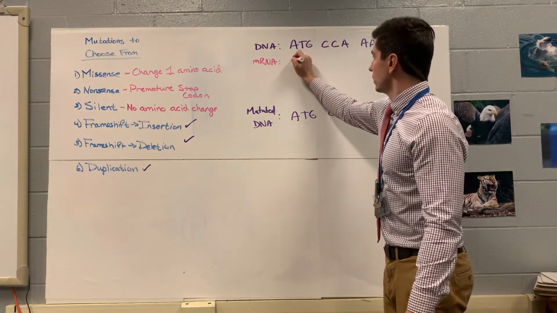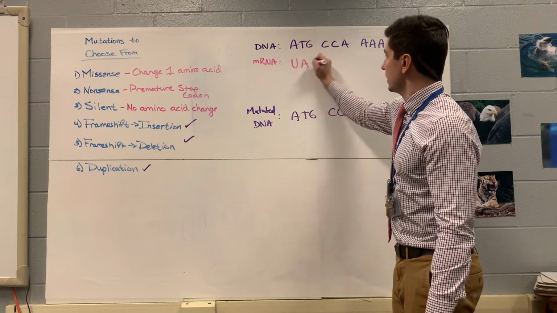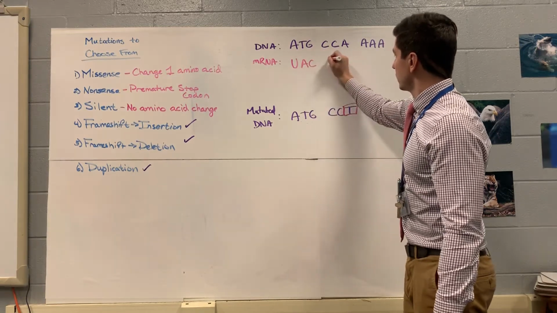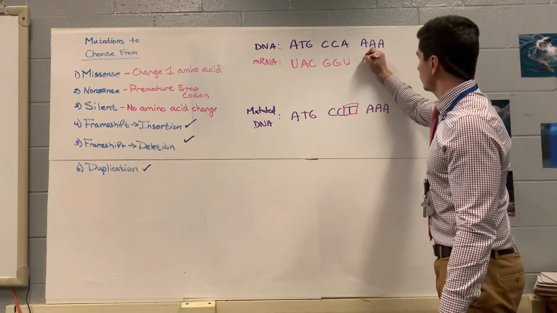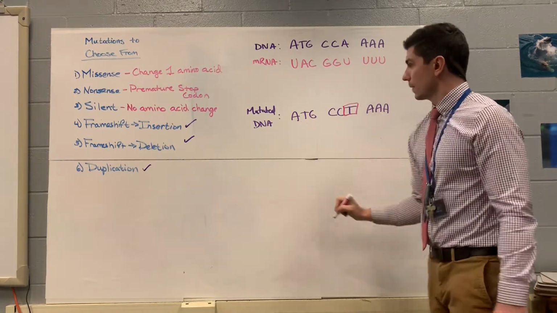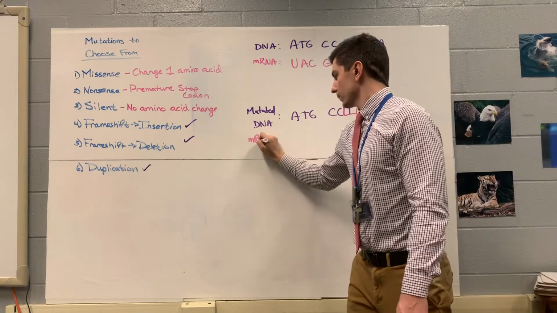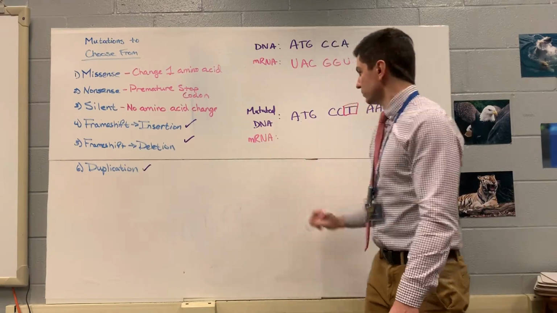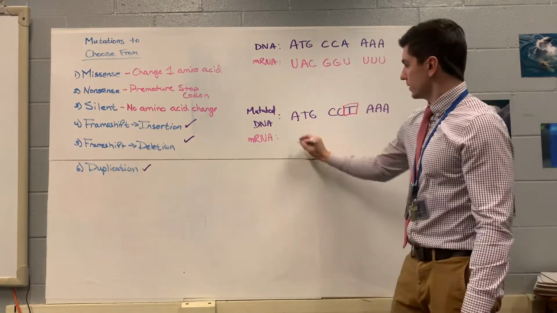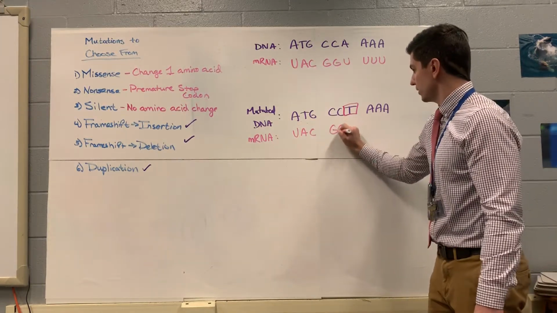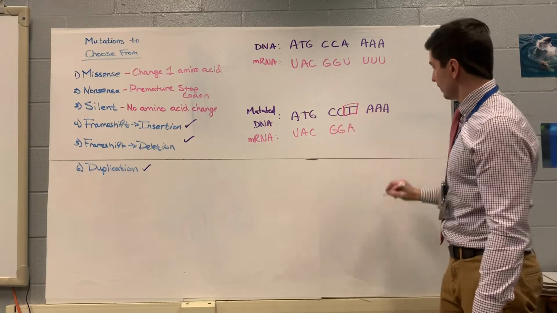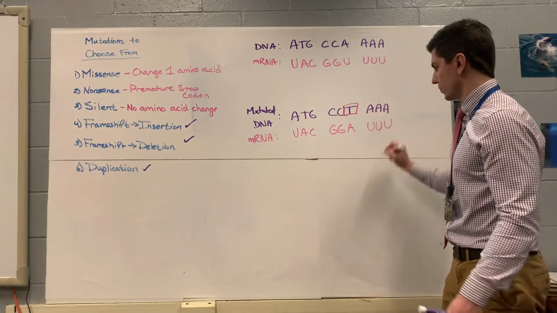A goes to U, T goes to A, G goes to C, and just finishing the rest of it, GGU, and then UUU. I'm going to do the same down here. I'm going to go to my mRNA for this. A is going to still go to UAC there. This one's going to go to GGA, and then we're going to still stay with UUU.